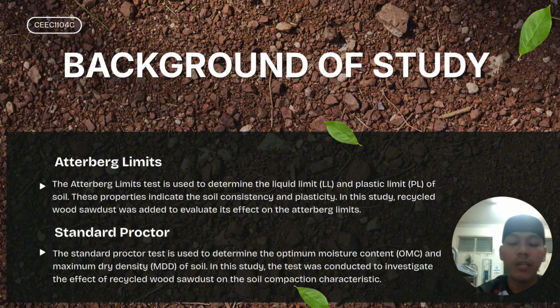For the standard proctor test, it is used to determine the optimum moisture content (OMC) and maximum dry density (MDD) of the soil. In this study, the test was conducted to investigate the effect of recycled wood sawdust on the soil compaction characteristic.